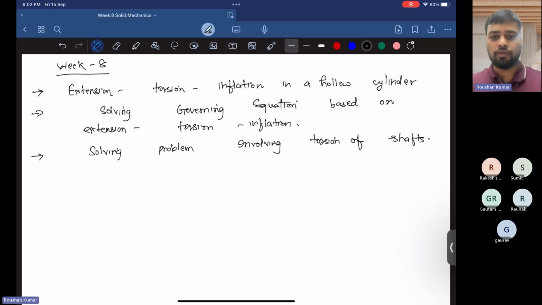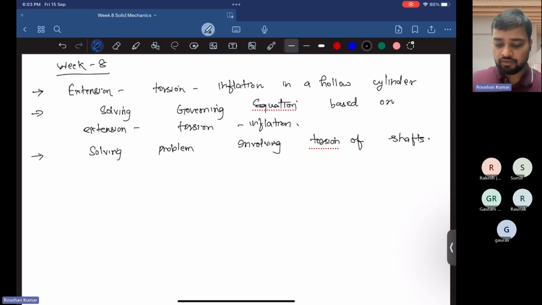Before going to the problem solving session, first I will briefly explain the important concepts which were covered in these 2 lectures. In the starting of these lectures, the concepts of torsion, inflation and extension were discussed. In these lectures we derived the equations of equilibrium in the case of extension, torsion and inflation. I'm just writing the equations here, which can be used in solving the problems that I will discuss later.